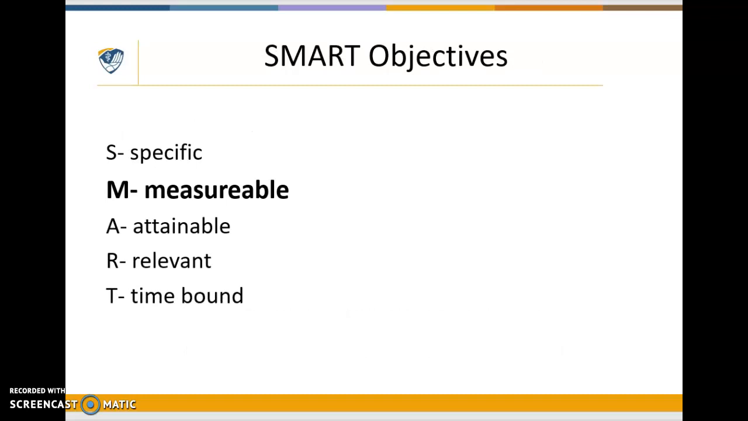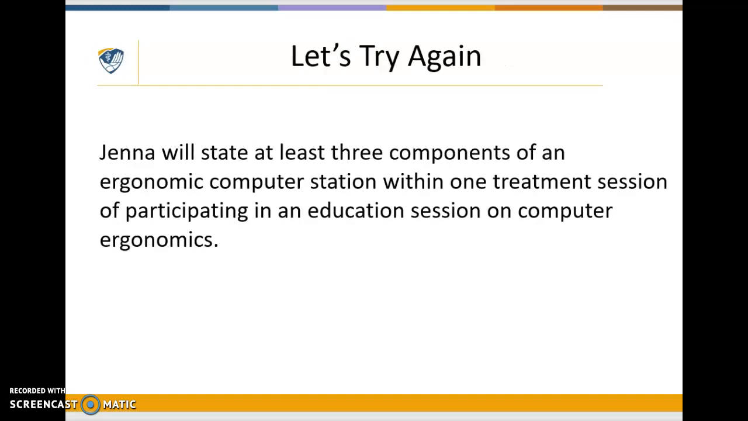Remember, we need to establish SMART objectives. SMART is specific, M is measurable, A is attainable, R is relevant, and T is time-bound. So let's try again. Jenna will state at least 3 components of an ergonomic computer station within one treatment session of participating in an education session on computer ergonomics.